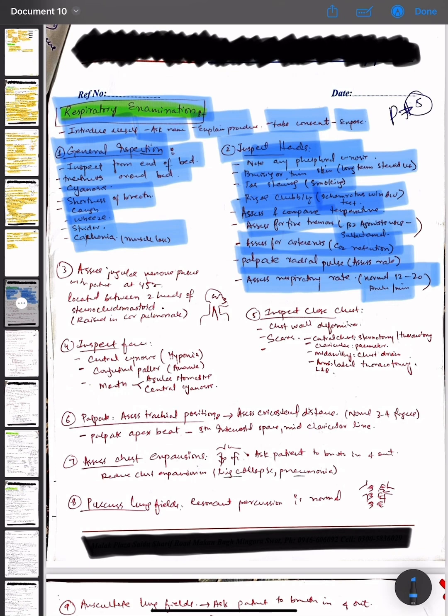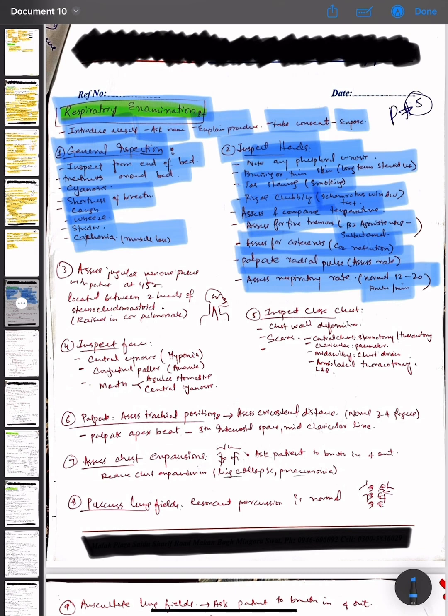So you inspect the patient's hands, and you will inspect for any peripheral cyanosis. You will check for bruising or thin skin. Then you will check for tar staining and finger clubbing. Then you will assess and compare the temperature. Then you will assess for fine tremors. You will assess for asterixis, that is CO2 retention. Then you will palpate the radial pulse and assess the respiratory rate. All this you have to do in the inspection of the hands.